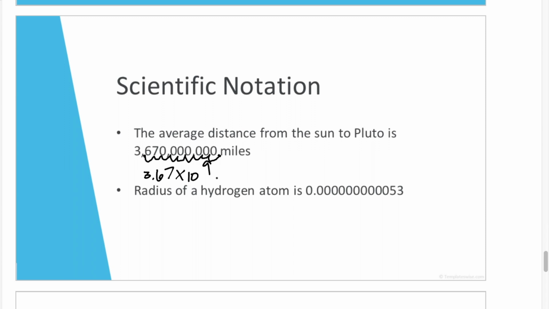There's 9 digits after it. For this one, we're going to go to the right. 1, 2, 3, 4, 5, 6, 7, 8, 9, 10, 11. 5.3 times 10 to the negative 11th. So we put a negative here because it originated as a really small number. So whenever it's small, you put a negative because it's going to be going backwards. Whenever it's a big number or past 10, you're going to make it positive because you're going to have to move past to the right.